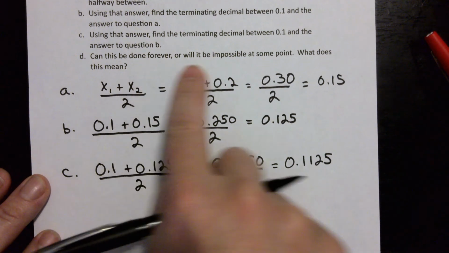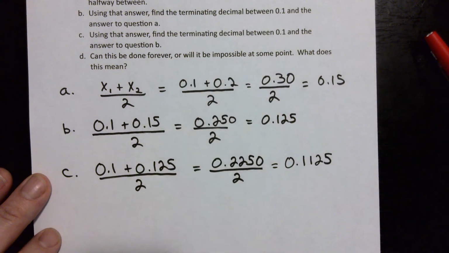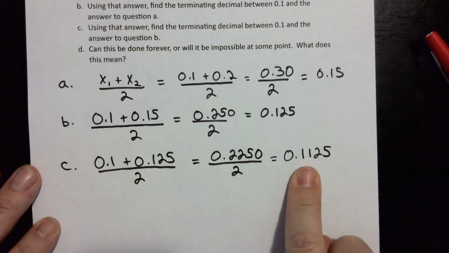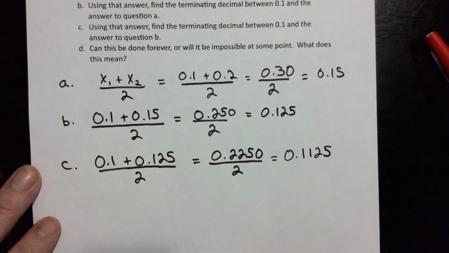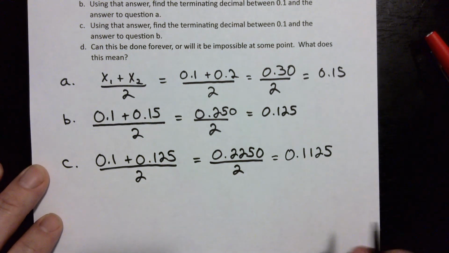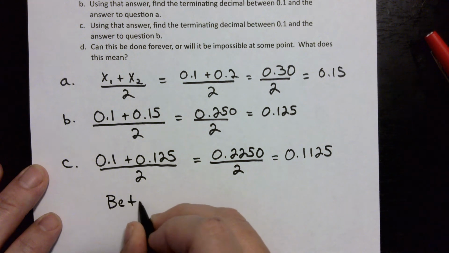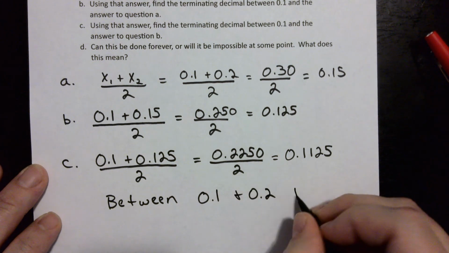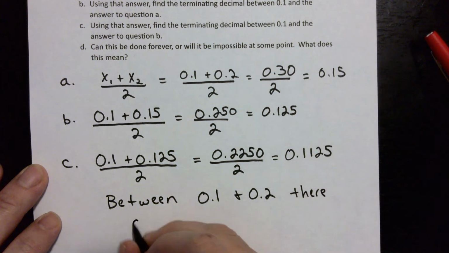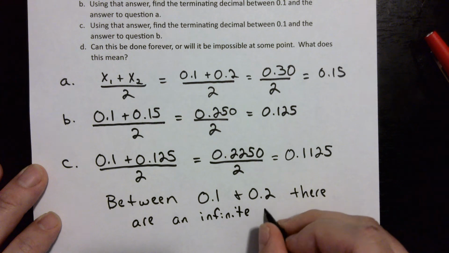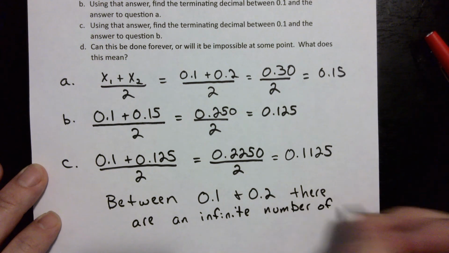Now question D. Can this be done forever, or will it be impossible to do at some point? Well, I can't see any reason why we can't keep adding 0.1 to this and dividing it by 2 and getting a new answer. We'll get smaller and smaller numbers, but we will continue to get answers forever. So what does that mean? Well, that means that, now write this down, between 0.1 and 0.2, there are an infinite number of numbers.